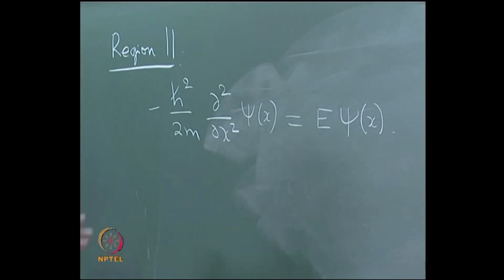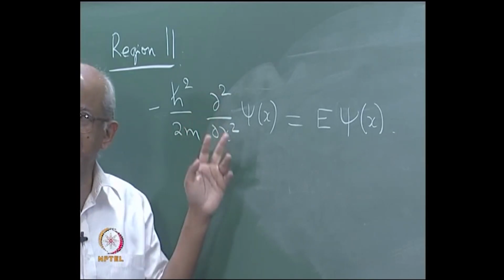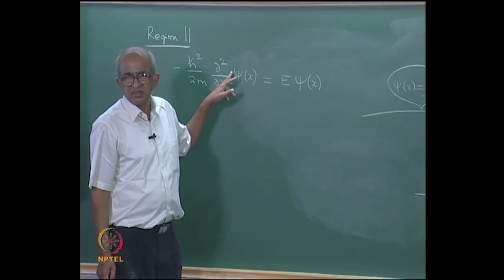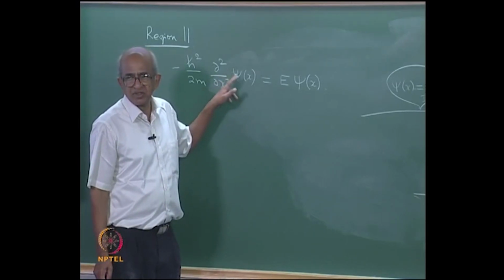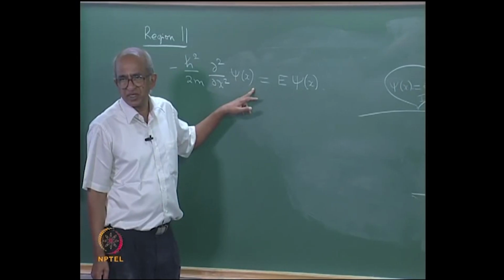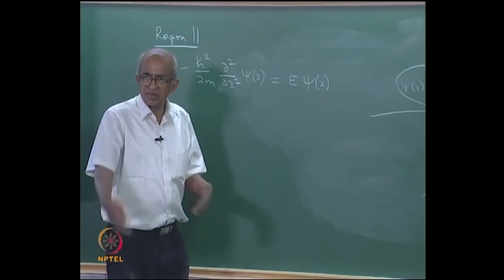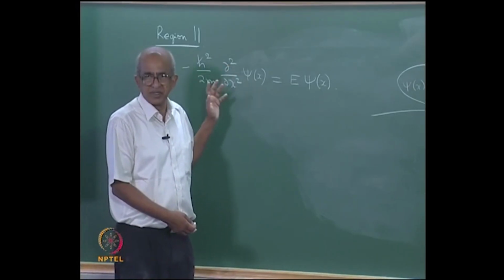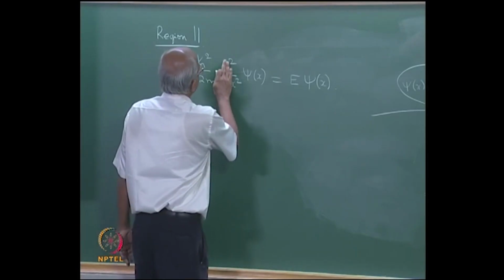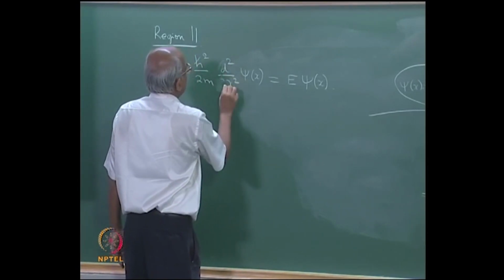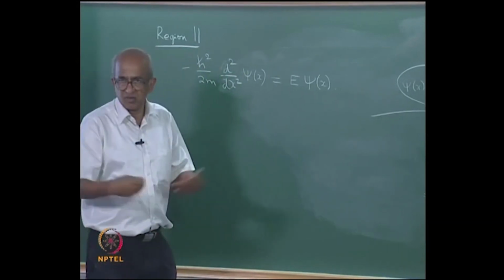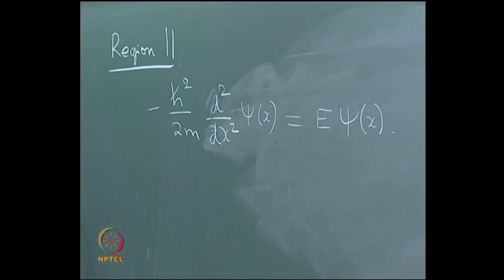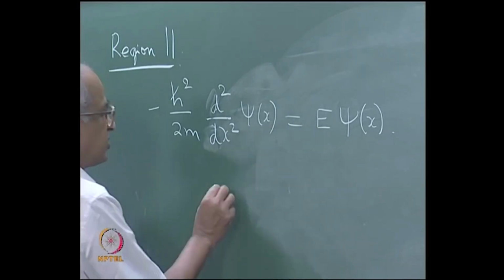Now, here again, if you look at this partial derivative notation that I am using, strictly speaking this is not necessary, because this partial derivative is going to operate upon psi, which is a function of x alone. There is no other variable on which psi depends, and therefore there is no reason for me to use the partial derivative notation. So, I could have as well written d square upon dx square without making any error, so to say. So, let me rearrange this equation slightly.